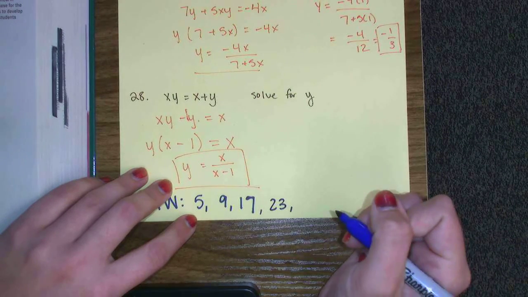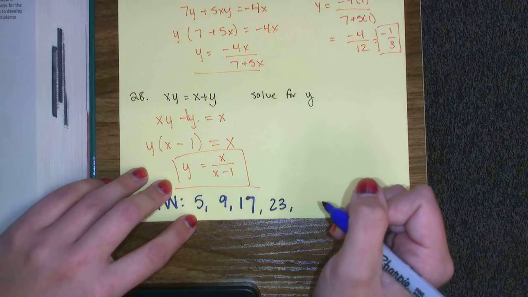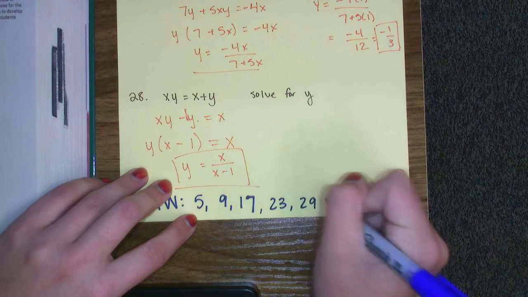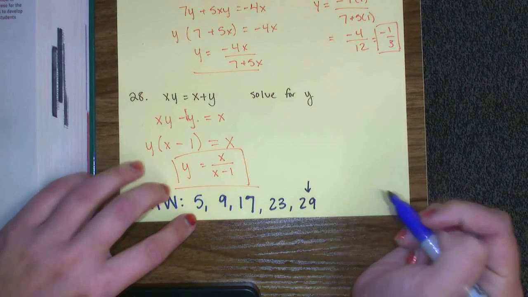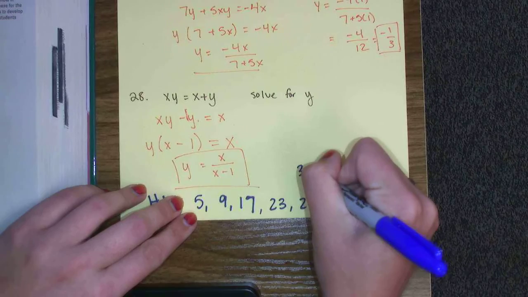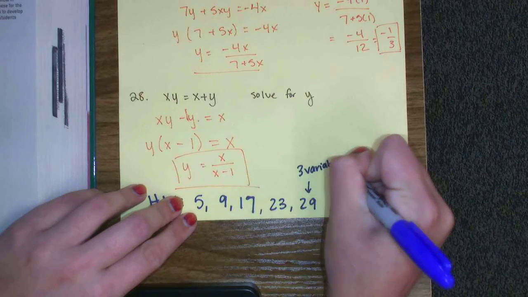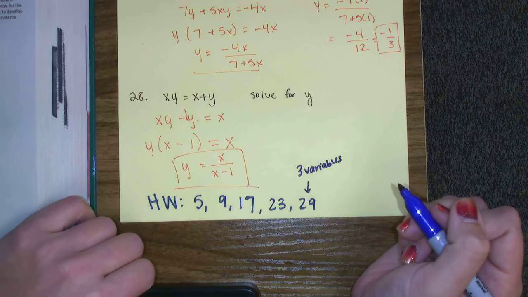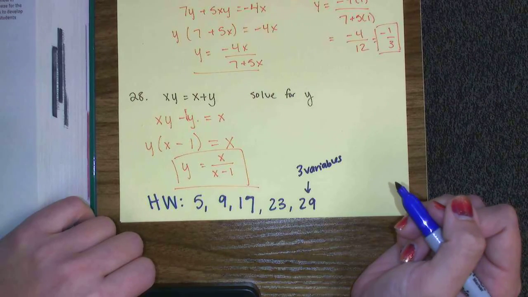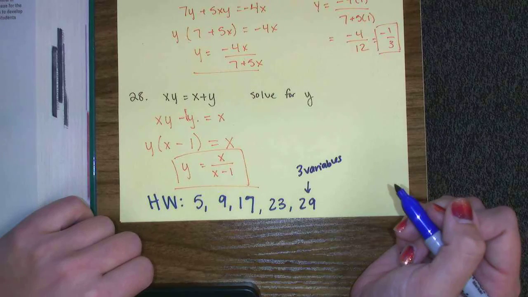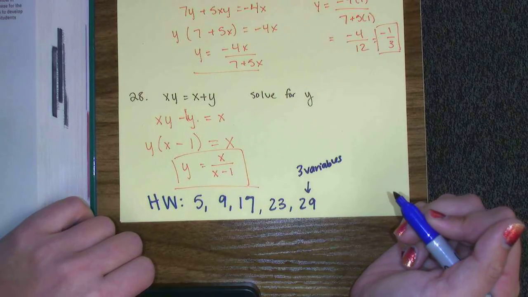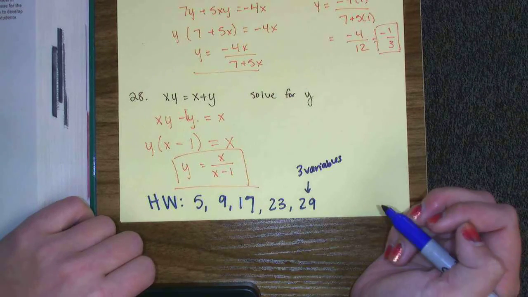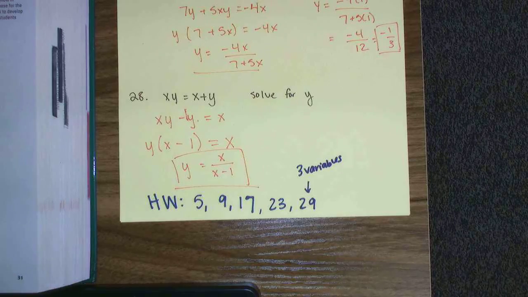And 29. Okay, 29 has 3 variables in it. Which we didn't do one with 3 variables. But you do it the same way. You're still solving for a particular variable. You still move the stuff over, pull that variable out, and then just divide. So it's the same thing. It just looks a little more scary because it has an extra variable.